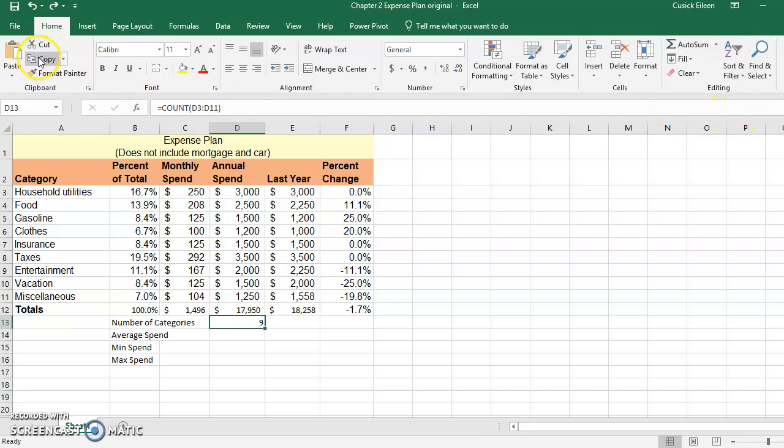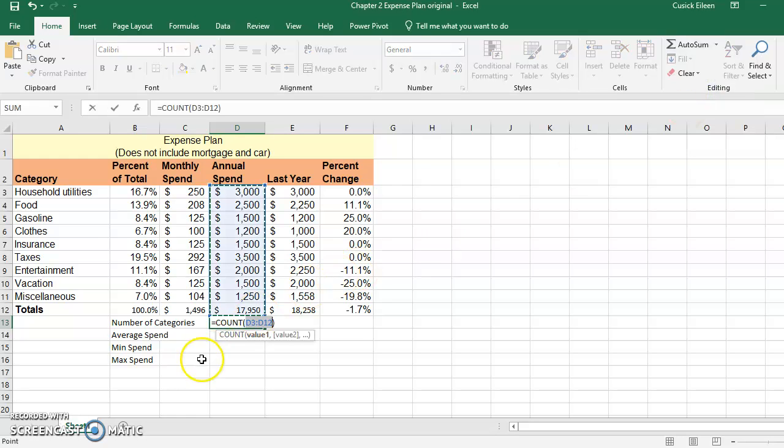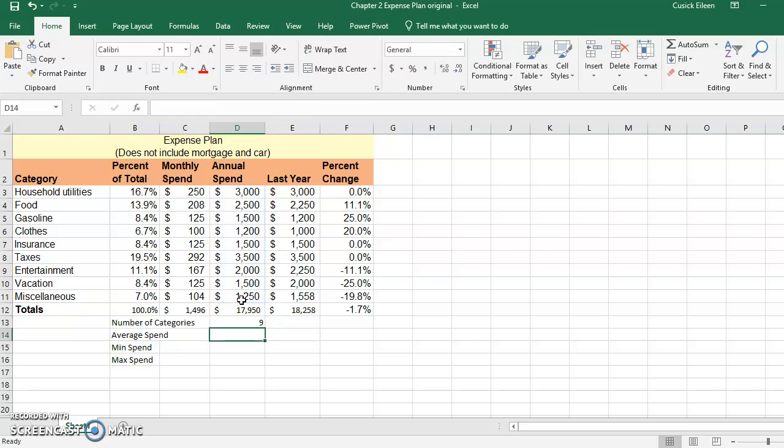One more thing with the count: if I undo the count for a second, I could come into Home, AutoSum, and there's also a count here, and it says count numbers. Notice that it's trying to count this particular cell, the totals, and I don't want that. So I would have to reselect. You have a handful of different ways that you could do this.